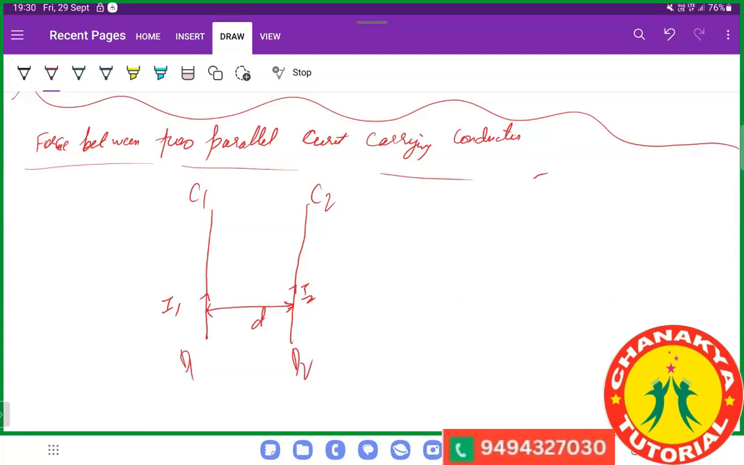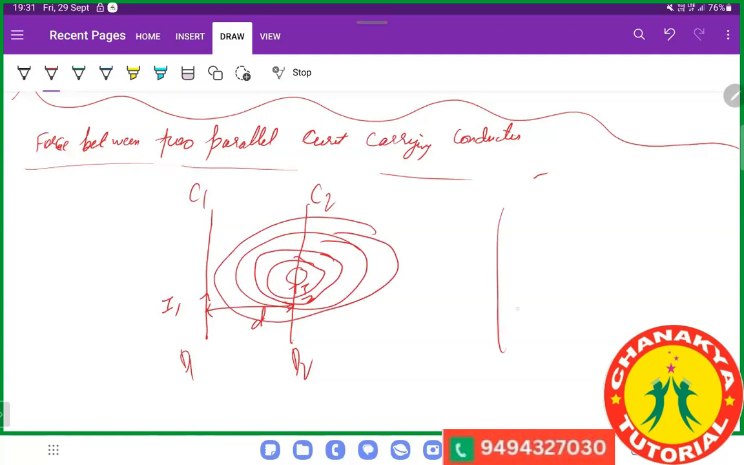Now, due to C1, D1, there will be a magnetic field which acts on C2, D2. Same goes for C2, D2: due to C2, D2, there will be a magnetic force on C1, D1. If I draw it, it will be easier to understand. Due to C1, D1, there will be some force of attraction around this one. Same goes for this.